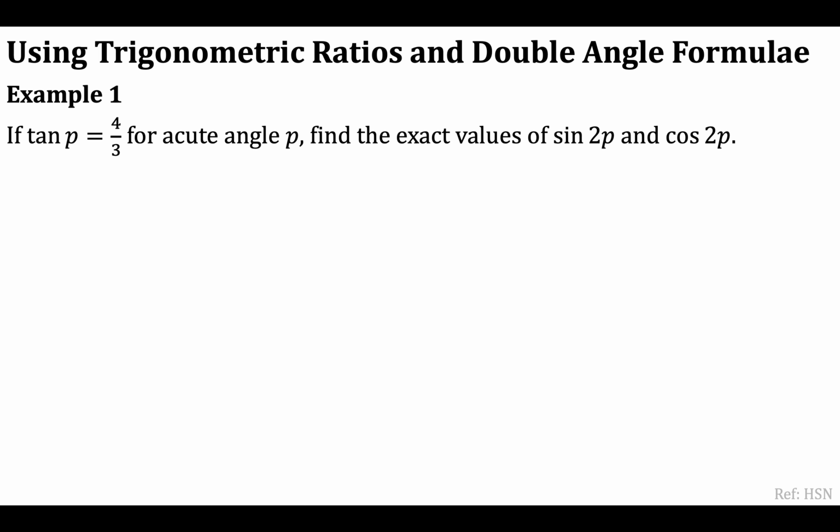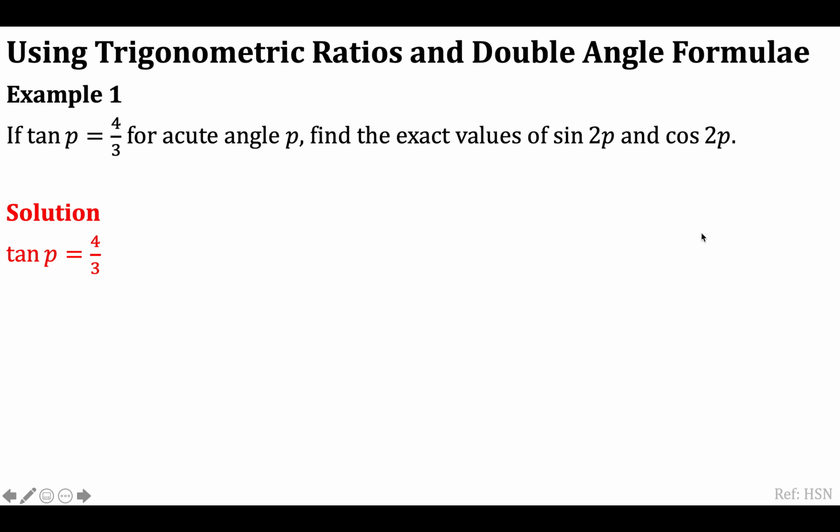So let's look at an example of how we might use these together. If tan of P is equal to 4/3 for acute angle P, find the exact values of sine 2P and cos 2P. So we've previously used this to find, if we're given one of the trigonometric ratios, we're able to find the other two. But this time we're asked to find sine of 2P and cos of 2P.